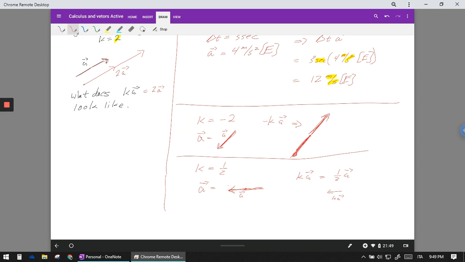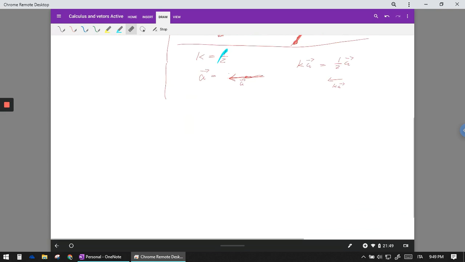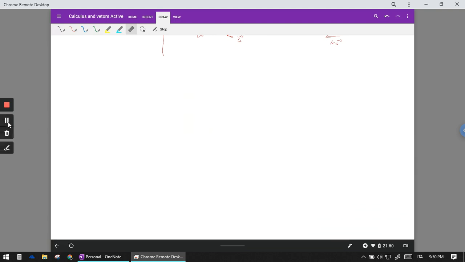So that's kind of like the idea. If it's 2A, the vector gets twice as long. -2A gets twice as long and then switches direction. Half A, the vector gets half as long but maintains its direction. And then I think based on all of that, you can kind of infer what would happen with various other scalars. Okay. Now, let's take a look at some practice questions.